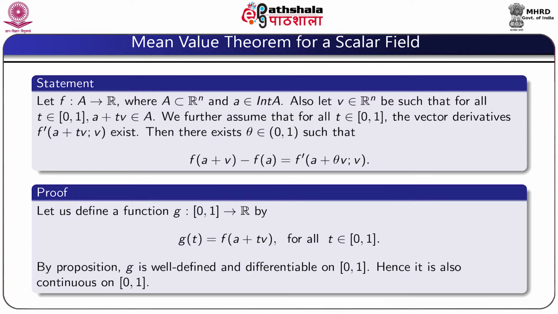We give a proof, and in this proof we shall use our known results from single variable calculus. We define a function g whose domain is the bounded closed interval [0, 1] and g is real valued. We define g by g(t) equal to f(a + tv) for every t from the closed interval [0, 1]. By proposition, g is well defined, and moreover it is differentiable on the closed interval [0, 1]. Hence, it is also continuous on [0, 1].